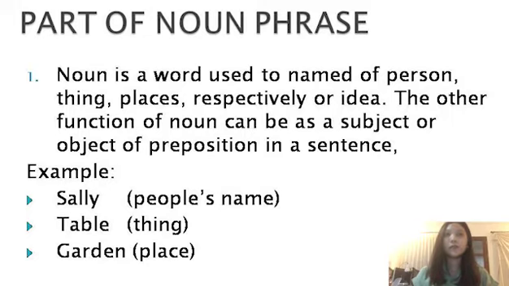Okay, the first part of noun phrase is noun. A noun is a word used to name a person, thing, place, or idea. The other functions of a noun can be as a subject or object of a preposition in a sentence. For example, Sally as a person's name, table as a thing, and garden as a place.